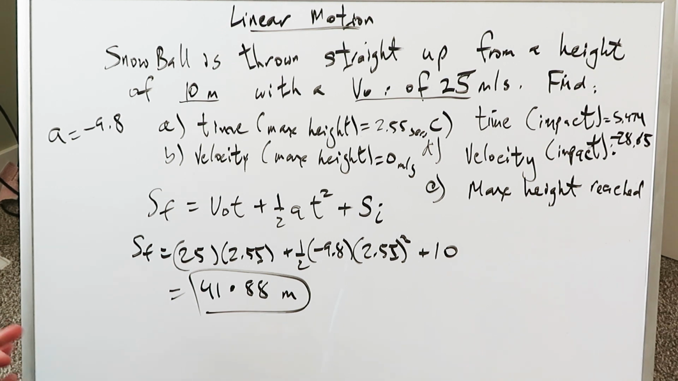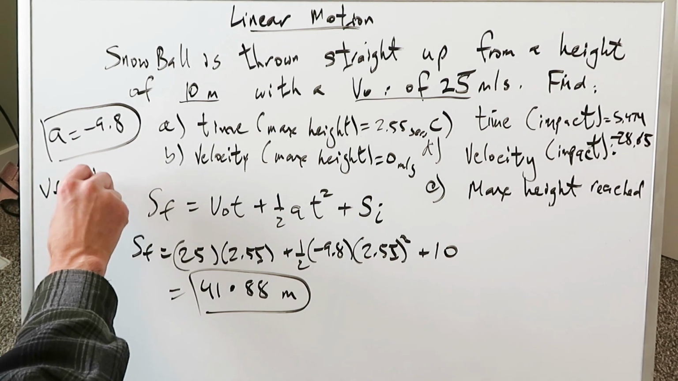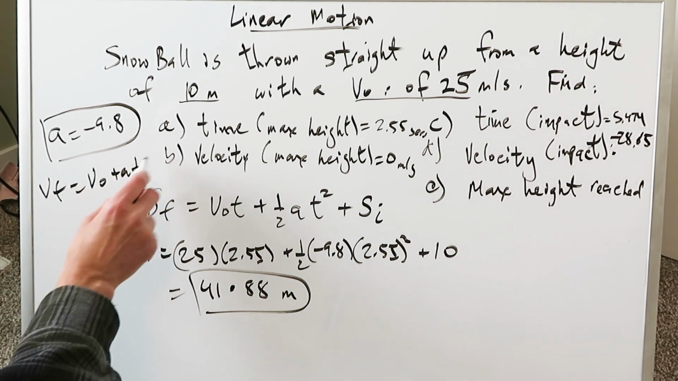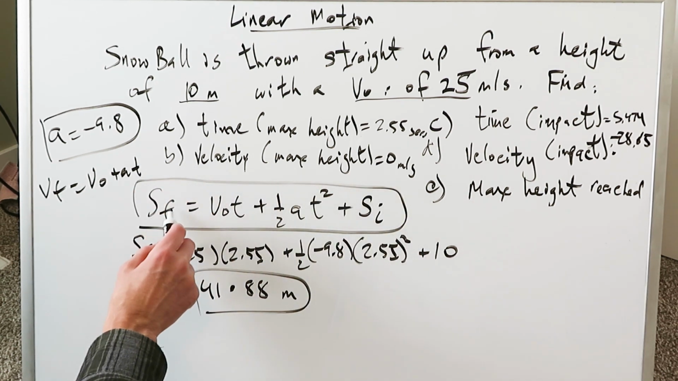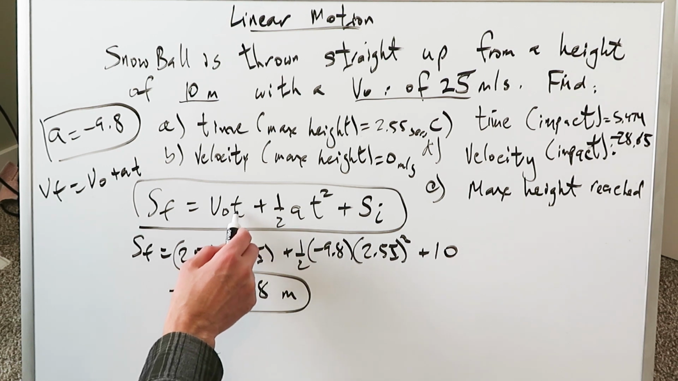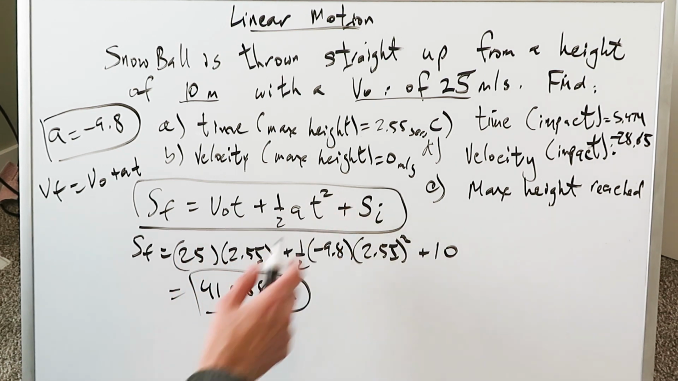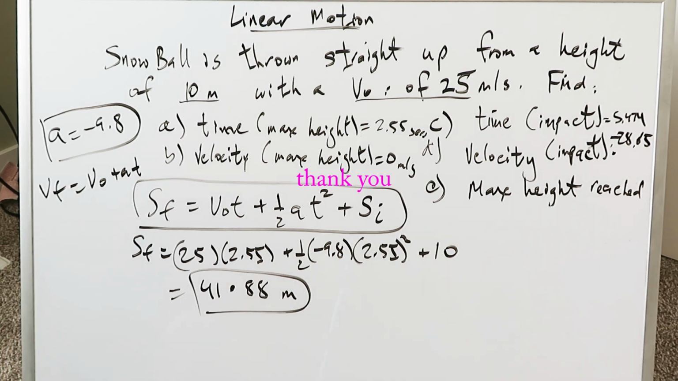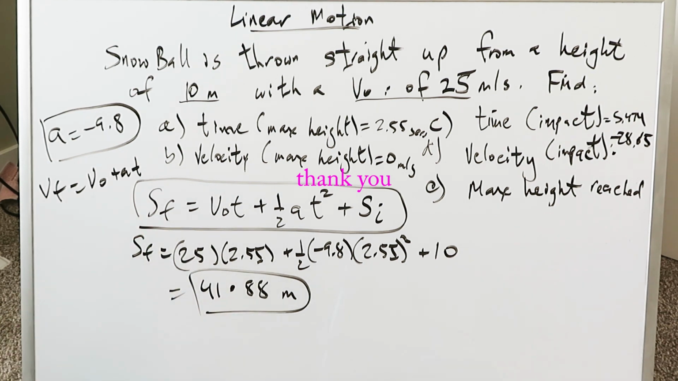So keep in mind everything you've seen over here. Acceleration was this. We used Vf is equal to Vo plus At. Final velocity is equal to initial velocity plus acceleration times time. And we also used this equation right here: final position is equal to initial velocity times time plus half acceleration times time squared plus initial position, and that tells you everything you need to know. Remember, acceleration and velocity are vectors. They can have positive and minus values. Time can only be positive. Position can also have a positive or a minus designation because it indeed is a vector as well.